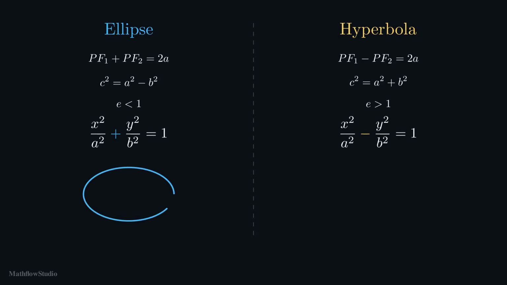A plus keeps the curve closed, and every point stays a bounded distance from the center. A minus tears it open into two branches that run away along their asymptotes and never come back. Same two foci, one sign apart.